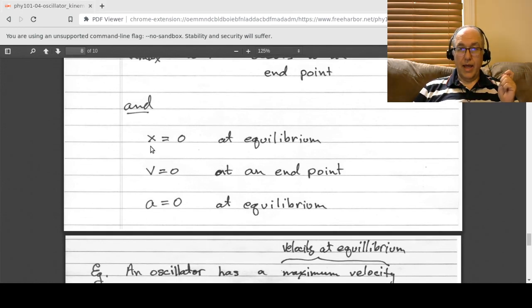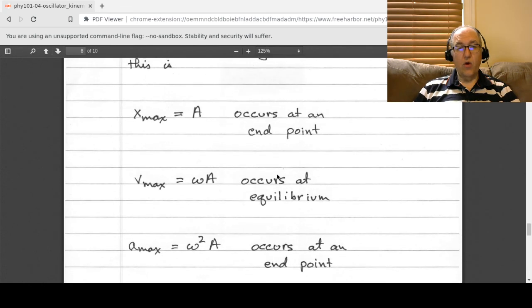Conversely, x is equal to 0 at equilibrium. That's the definition of equilibrium. Your velocity is equal to 0 at the endpoints, and your acceleration is equal to 0 at equilibrium. Now, why is it important to know this? Because when we go to solve word problems, I'm going to be concentrating mostly on these formulas right here, along with equation number 2 above, which relates omega to f and T. These are the equations we're going to use to solve our word problems.